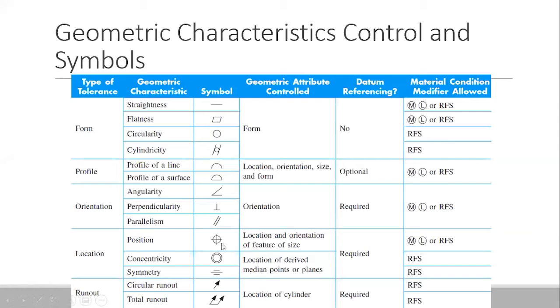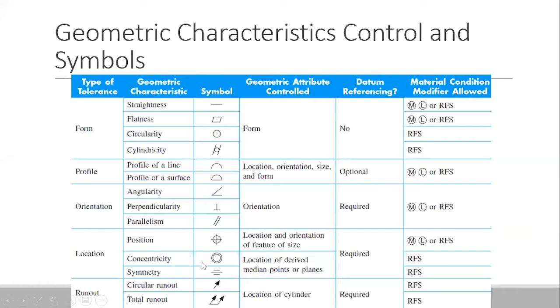This is the most commonly used symbol in GD&T drawings. If you see any drawing that has GD&T symbols, you will find for sure one control which is a position control. If there is any hole or circular feature in that drawing, you will always find this position control, which is a very common GD&T symbol used in any drawing.